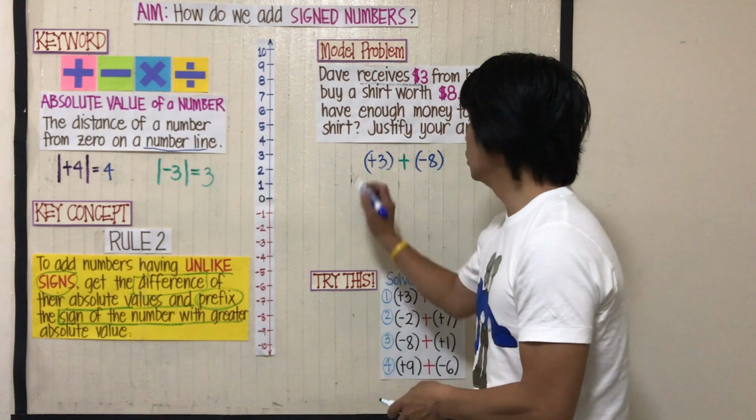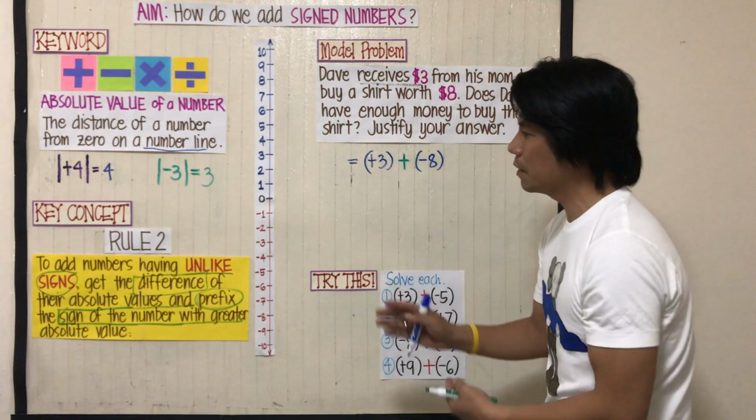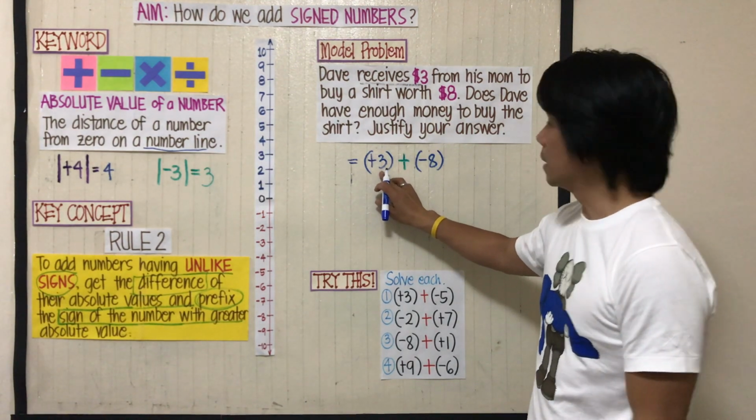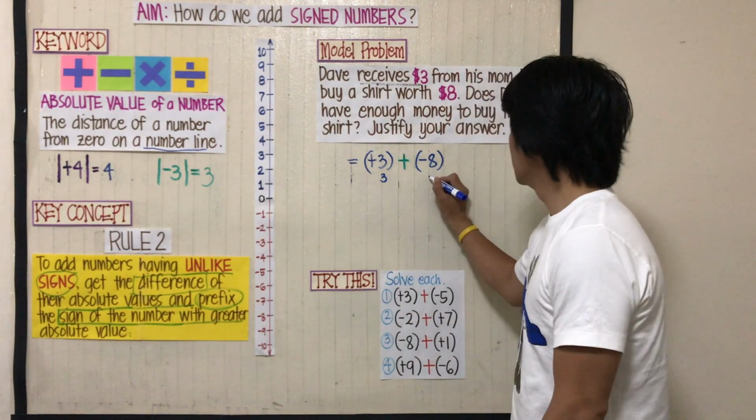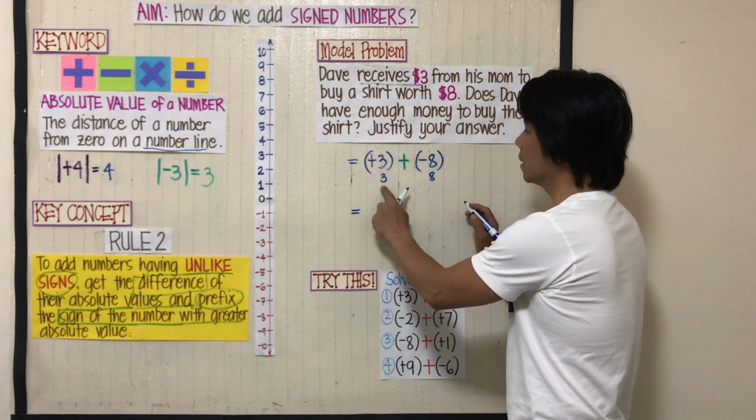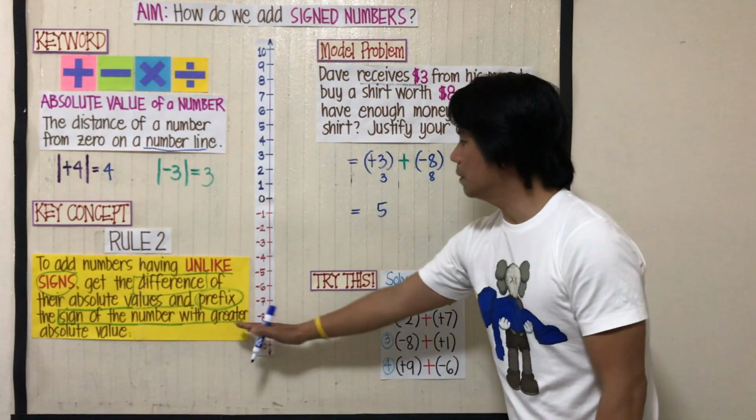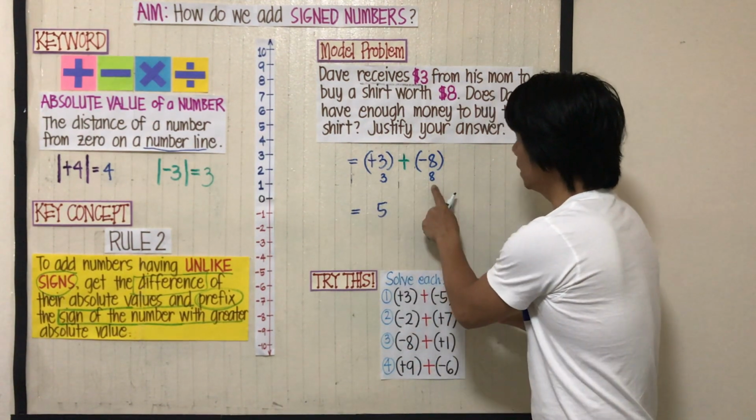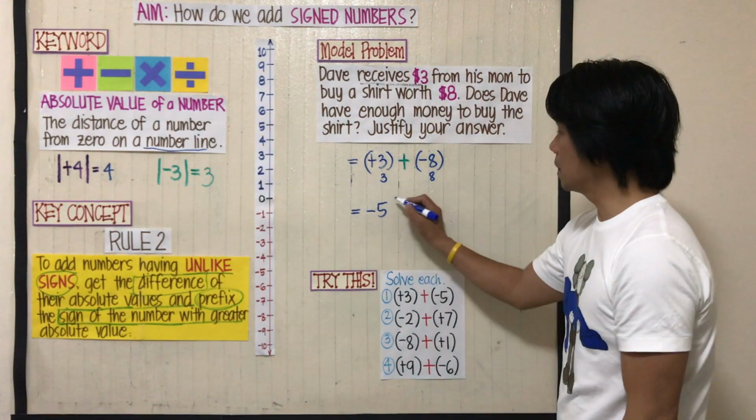Now going back to the rule, to add numbers having unlike signs, one is a negative, one is a positive, get the difference of their absolute values. What is the absolute value of 3? A positive 3, that's 3. And negative 8 from 0, that's 8. Subtract them, 8 take away 3, or 8 minus 3, that's 5. And then it says here, prefix the sign of the number with greater absolute value. 8 is greater than 3, and 8 is negative. So therefore, our final answer would be negative as well.